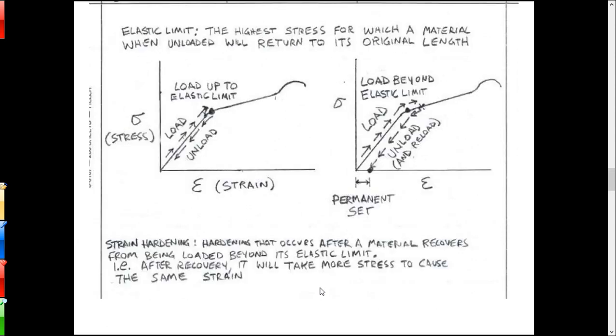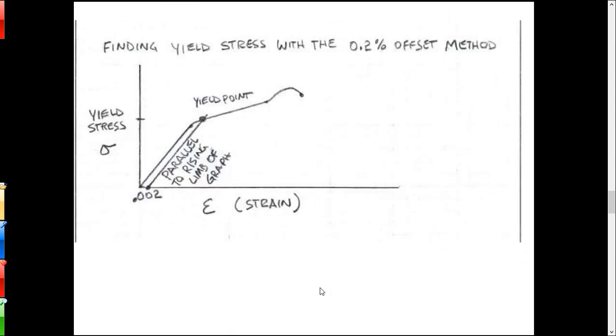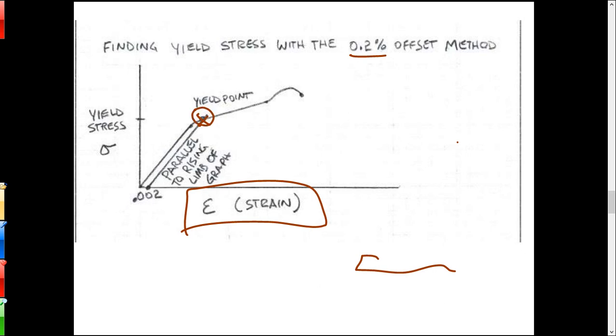Okay. Now another thing we've got is the yield point. I'm showing you a graph that has a very definite yield point, but there's actually a method to find it. The method is you start at 0.002 strain, which is 0.2%. You draw a line parallel to the rising limit of the graph, and you intersect it with your stress strain curve. And wherever that intersects, that officially is the yield stress.